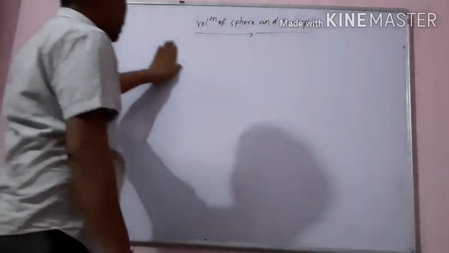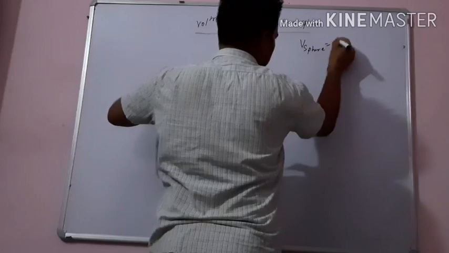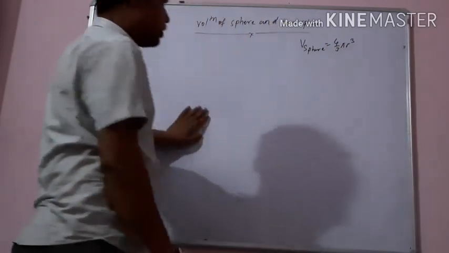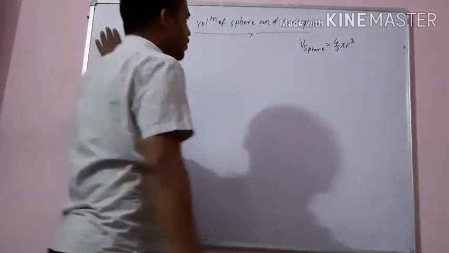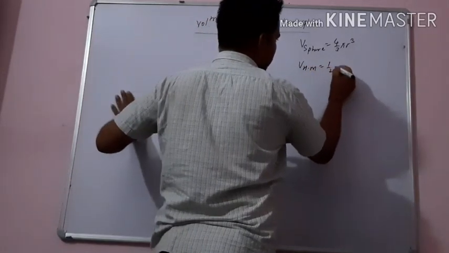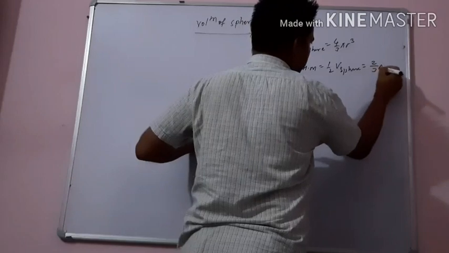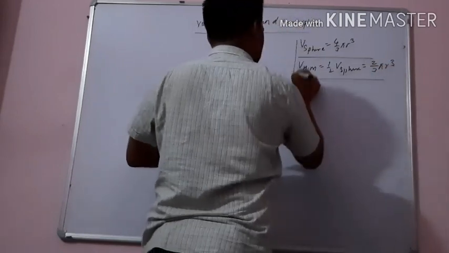The volume of a sphere is given by 4/3 pi r cube, and the volume of a hemisphere will be half of the volume of a sphere, that is 2/3 pi r cube. Now we will move to questions.